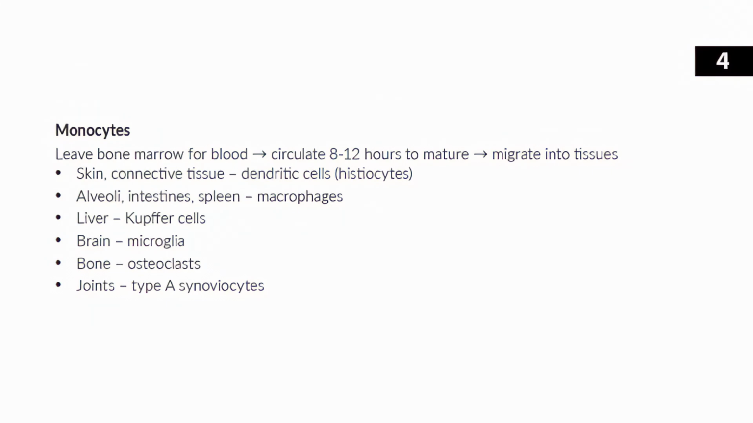In the skin and connective tissue, they become dendritic cells, or sometimes we call these histiocytes, those professional antigen-presenting cells. And dendritic cells are really found throughout the body, but they were first identified in the skin. Dendritic cells are like sentinels or sentries that take up antigens and then migrate to the lymph nodes to present those antigens to T cells and then activate the T cells. In the alveoli of the lungs, in the intestine, and also the spleen, monocytes will differentiate into macrophages.